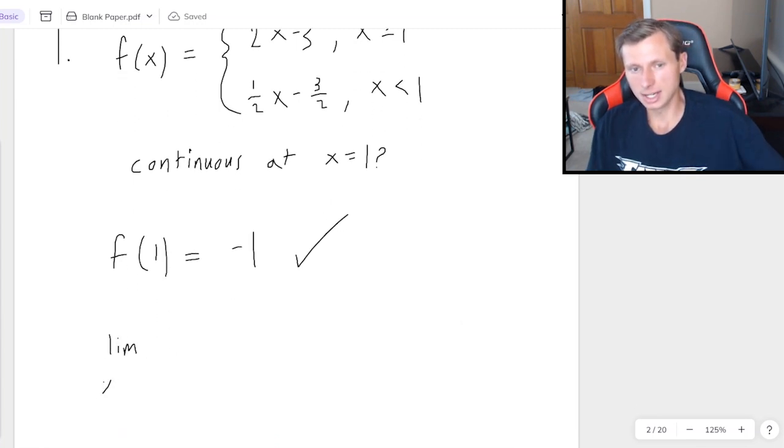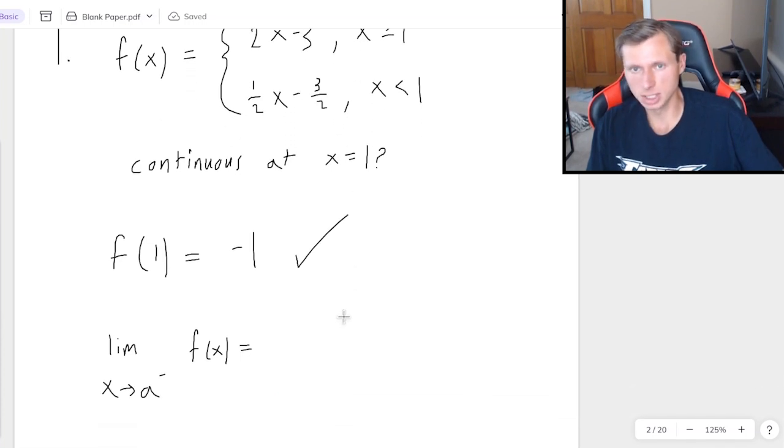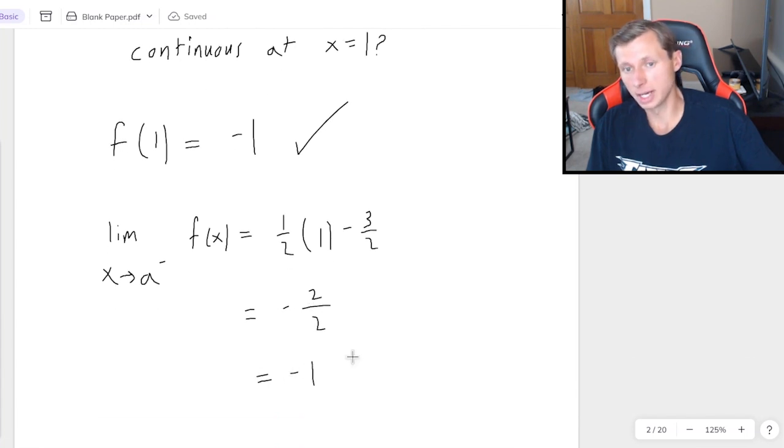First I'll do limit as x approaches a from the left. From the left, that's going to be the bottom one because it's less than. X is less than 1. So if I plug in 1 for x, which is what I want to do to solve this limit, just plug in 1 for the x in the bottom equation, it's going to be 1/2 times 1 minus 3/2. That is going to equal 1/2 minus 3/2, which is just negative 2/2 or negative 1.